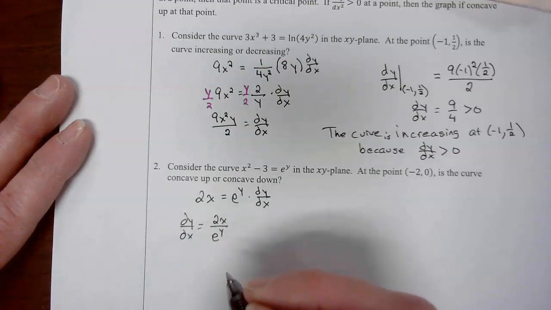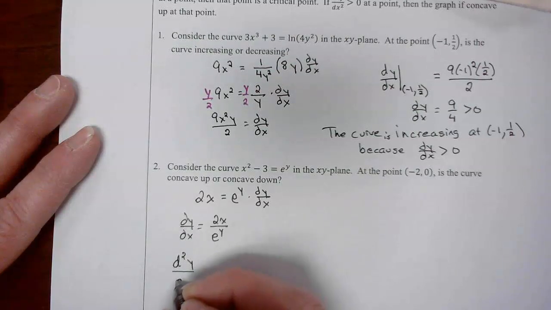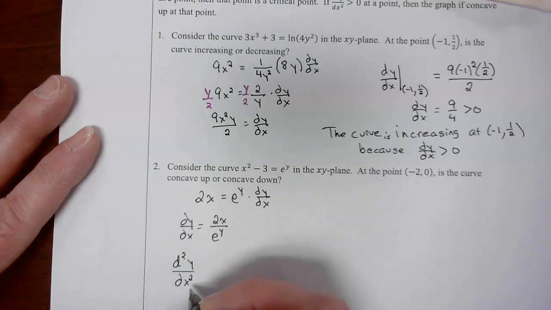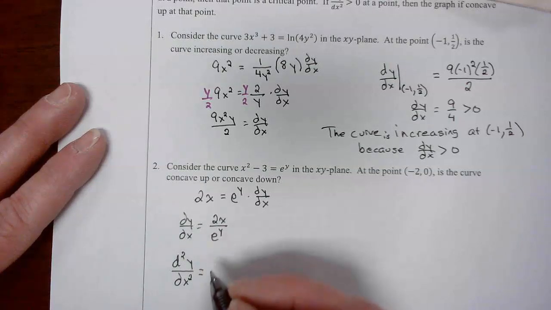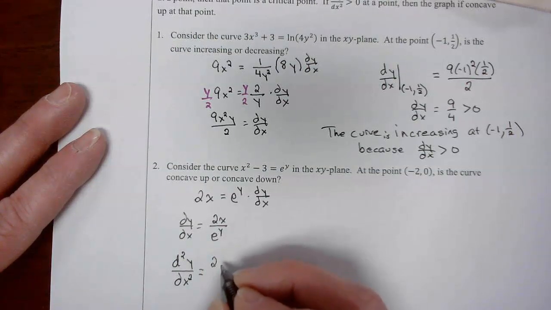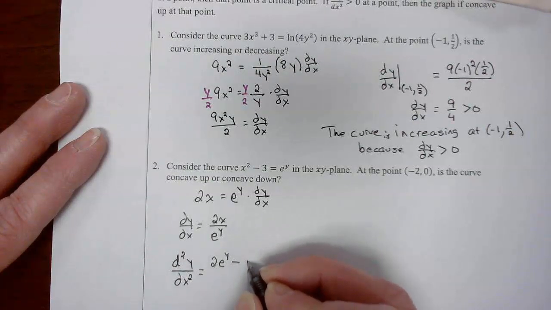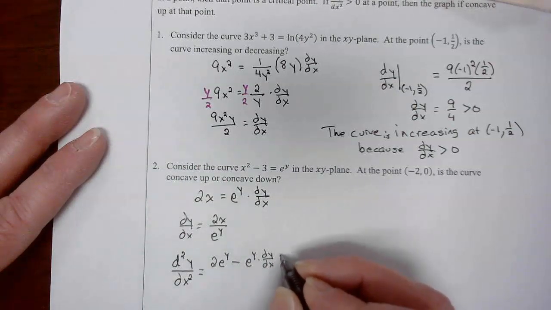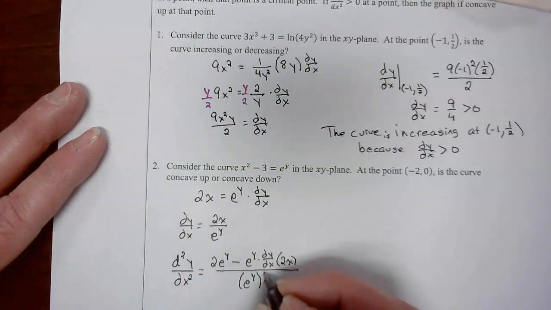And I want to take the derivative again. And this is the notation we use for the second derivative. We're taking the derivative with respect to x twice. So this is a quotient. So the derivative of the top is 2 times the denominator minus the derivative of the denominator times the numerator, all over the denominator squared.